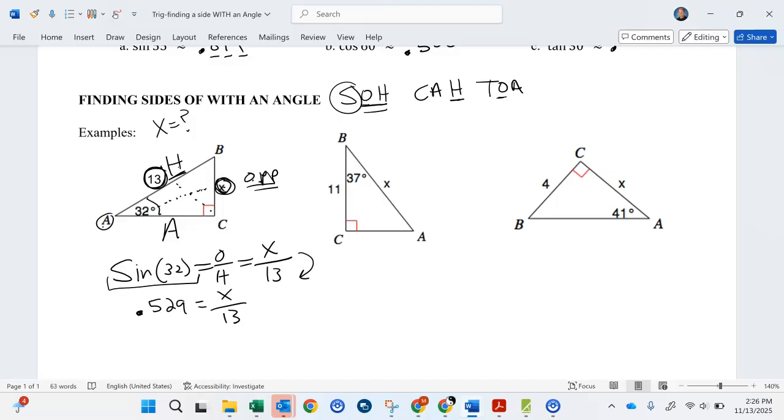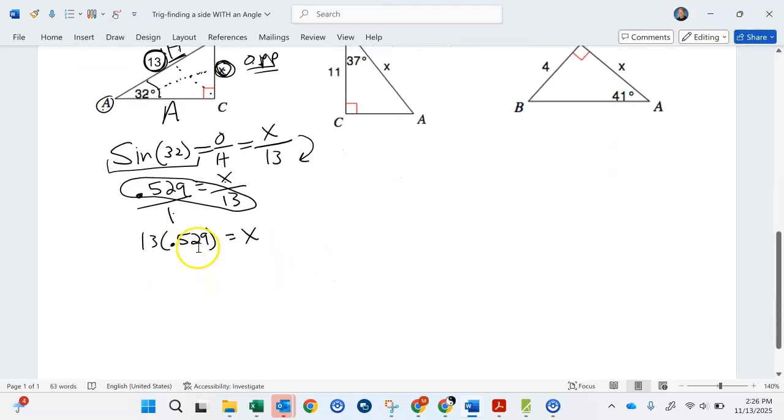Now, here's where you have to remember your algebra. If you've got a function like this, you're going to need to remember cross multiplication. So one thing you can do is put that over 1, and you can multiply this times this. We did that before. So 13 times 0.529 is equal to 1 times x, which is just x when you think about it, right?